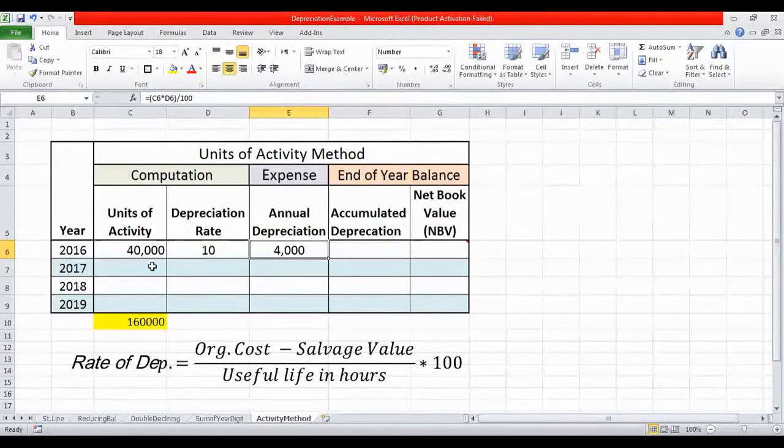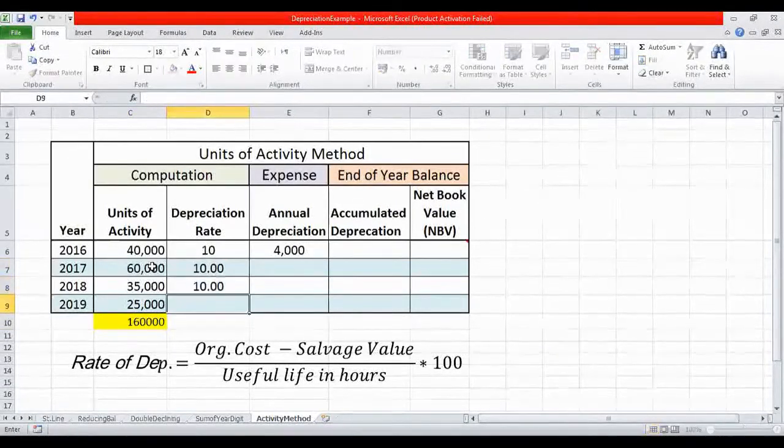Again, if you look at the example which I have already uploaded, the number of different units of activity is given. So in the first year, in 2016, the company is going to use this machine for 40,000 units. Next year, 60,000 units. Then the company is going to use the machine for 35,000 units. And then for 25,000 units. So simple as that, this 10% remains the same.